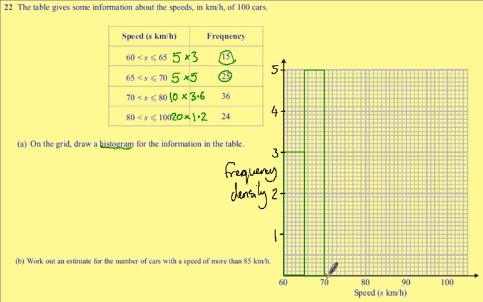The next one was a width of 10 and a height of 3.6. And the last one was a width of 20 and a height of 1.2.